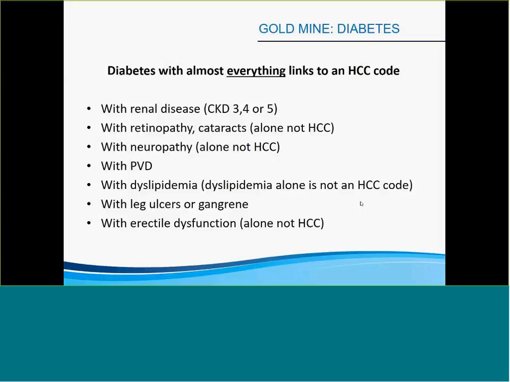Almost everything links to an HCC code. So CKD3 is not an HCC, but if it's associated with diabetes, it is. Cataracts alone are not an HCC code, but if associated with diabetes, they are. Neuropathy, same thing, with peripheral disease. Dyslipidemia: virtually every diabetic has dyslipidemia, so I diagnose diabetes, and then I diagnose dyslipidemia associated with diabetes. And then ulcers, gangrene, and erectile dysfunction. If you don't have diabetes, erectile dysfunction is not considered high value, but if you have diabetes and erectile dysfunction, then of course it is.